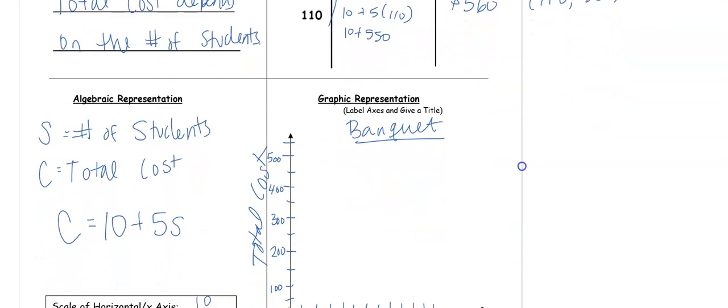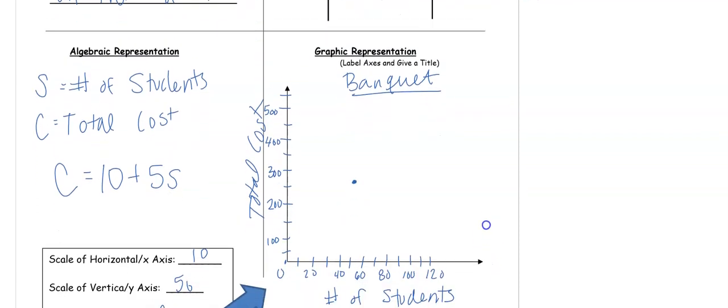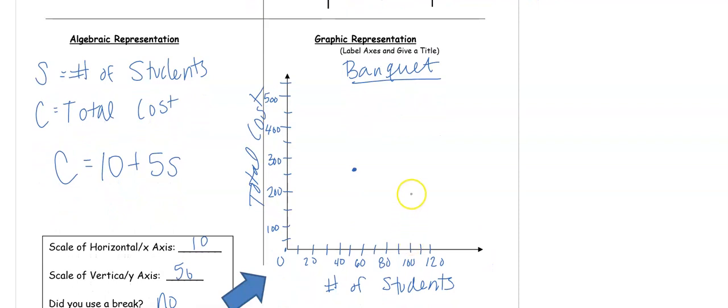So 50 and then 260. So 50 is here, go up to about 260. I'm going to approximate just a little bit. Okay, and then the next one was 100 and 510. 100, going all the way up to 510, and then 110 and about 560.